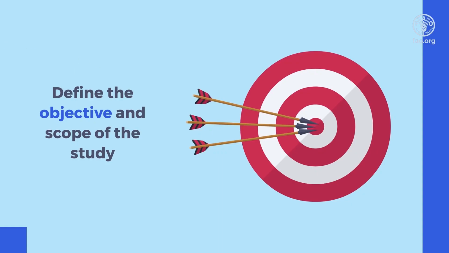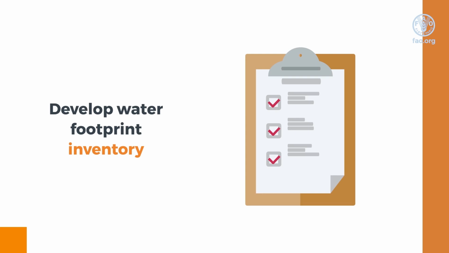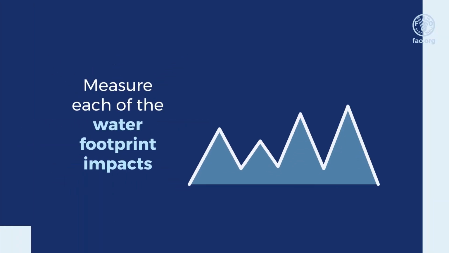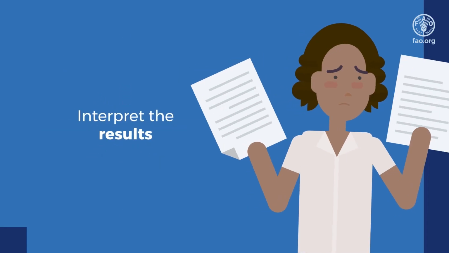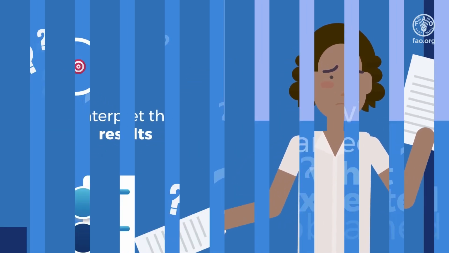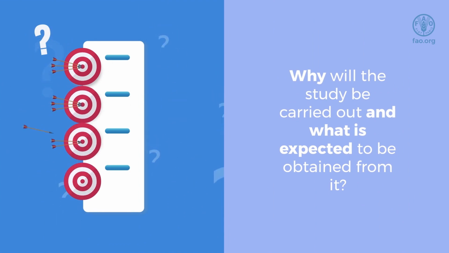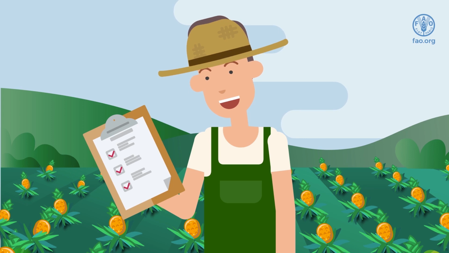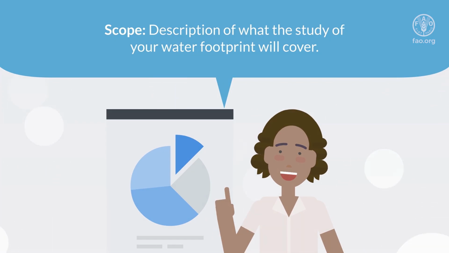1. Define the objective and scope of the study. 2. Develop the water footprint inventory. 3. Assess water footprint impacts. And 4. Interpret the results. The first thing that the company must do is define the objective. Why will the study be conducted, and what is expected from it? Second, the company must define the scope, which is a description of what the water footprint study will cover.